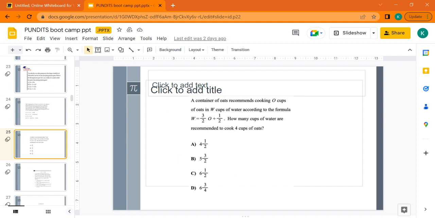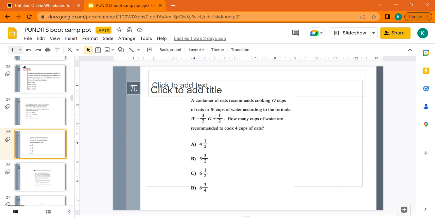A container of oats recommends cooking O cups of oats in W cups of water according to the formula W = 3/2 O + 1/2. How many cups of water are recommended to cook 4 cups of oats? The equation they've given us basically tells us how many cups of water we need to cook 4 cups of oats. They've asked us how many cups of water we need to cook 4 cups of oats.